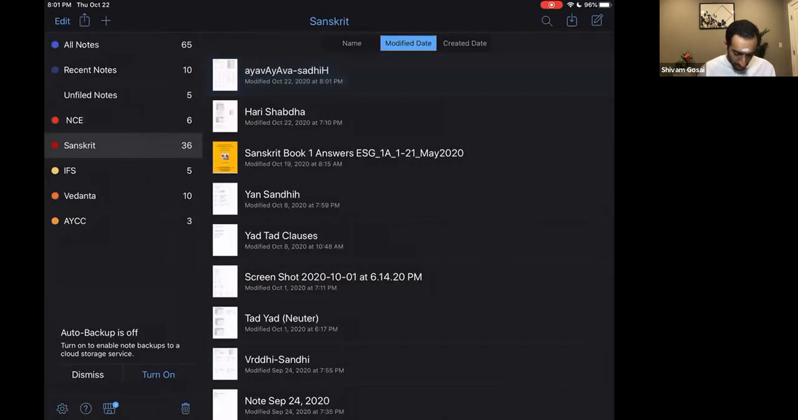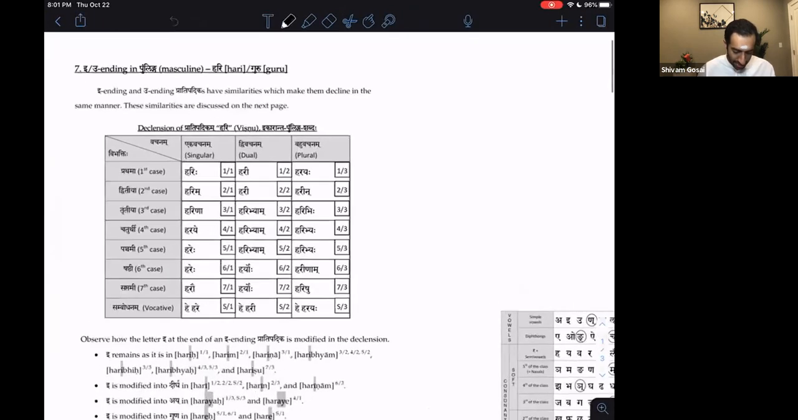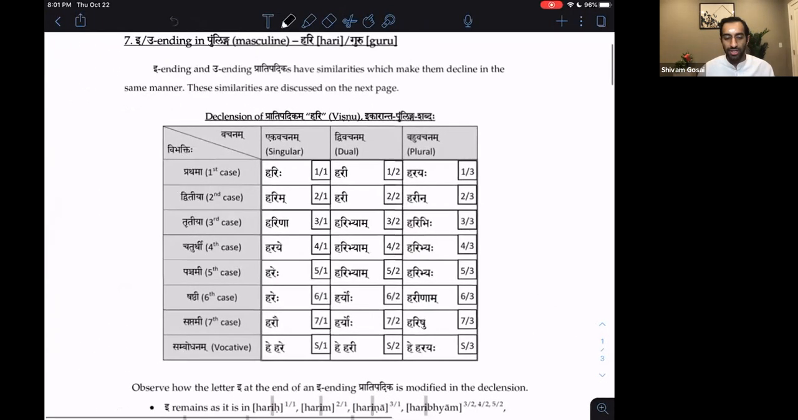I want to quickly go to hari-śabdha just to start looking at it. We'll spend more time with it next time. This is in your book 1, page 103. You don't need to open the book because it's all there on the screen, but page 103, if you want to note that down. I wanted to touch this so that we can start from here next time.